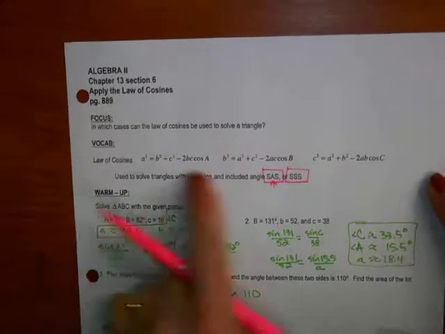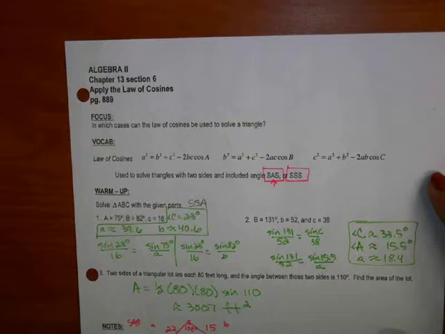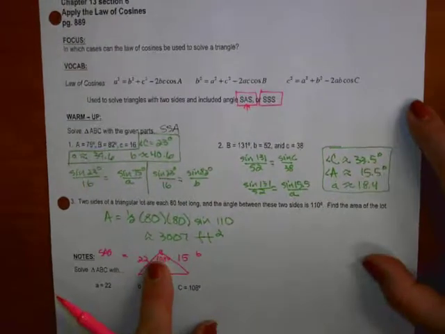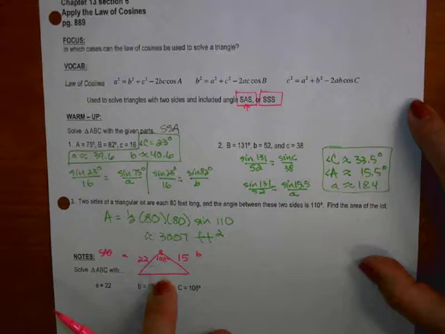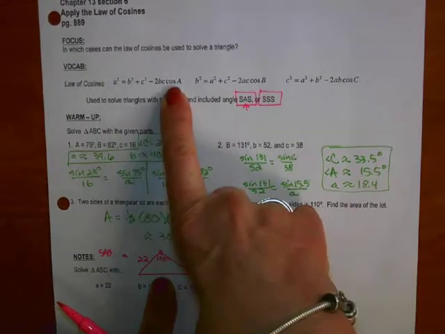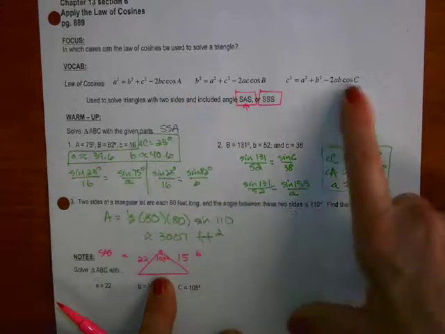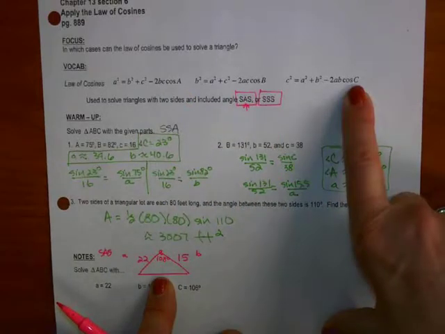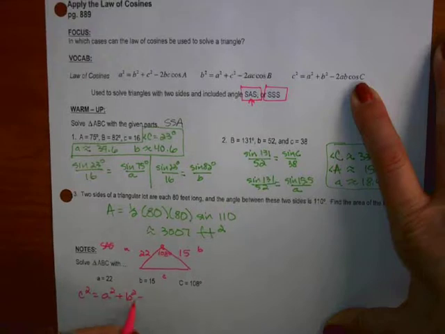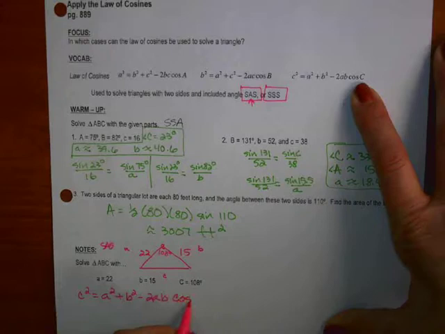So look up here. We've got three different situations. In this triangle, we have angle C, correct? And I need to find side C. So here, you're working with angle A. Here, you're working with angle B. Here, you're working with angle C. Correct? So I'm going to have to use this one right here. I don't want to find C. So I'm going to write C squared equals A squared plus B squared minus 2AB times the cosine of C.